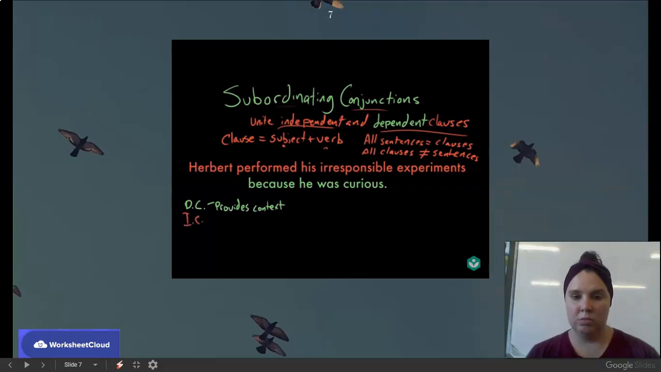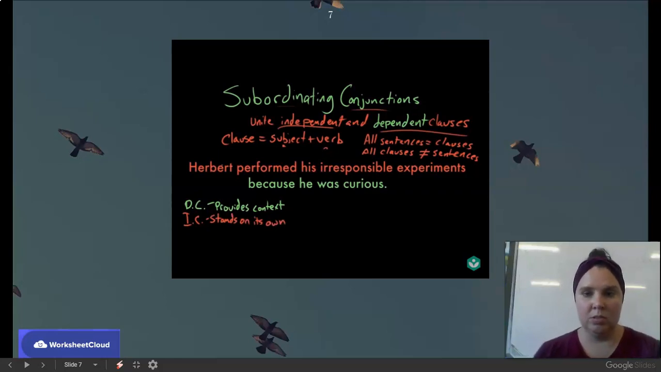What a dependent clause does is provide extra information that isn't necessary to the understanding of the sentence, right? But an independent clause has to be able to stand on its own. So let's take a look at this sentence here. Herbert performed his irresponsible experiments because he was curious. And this sentence is composed of two clauses.